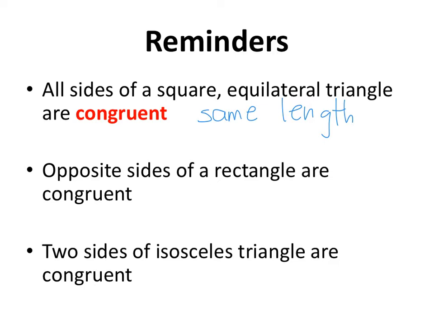We also know that opposite sides of a rectangle are congruent. In a sketch, we can represent this using some marks on the sides of the rectangle to show that this side is the same length as this one, and that these two sides are the same length. We also know that two of the sides of an isosceles triangle are congruent. So we might see perimeter questions that deal with squares, equilateral triangles, rectangles, and isosceles triangles that look like they don't show us all the information, but in fact do.